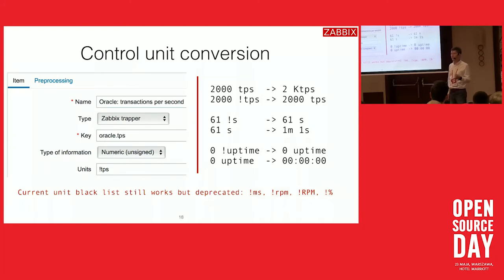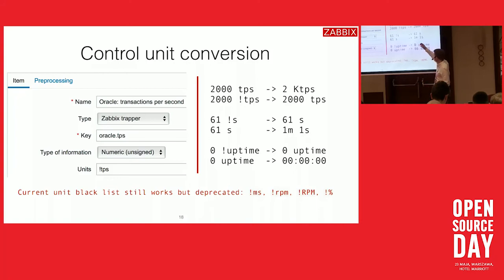And before Zabbix 4.0, there was absolutely no control. There was no way to tell Zabbix, okay, please don't add those prefixes, yeah? But in Zabbix 4.0, we basically introduced the exclamation mark. And if you use the exclamation mark, Zabbix wouldn't do any conversion. 61 exclamation mark seconds, 61 seconds, that's what will be displayed in the Zabbix front end. 61 seconds, this is the old style, it will be converted automatically to 1 minute, 1 second.